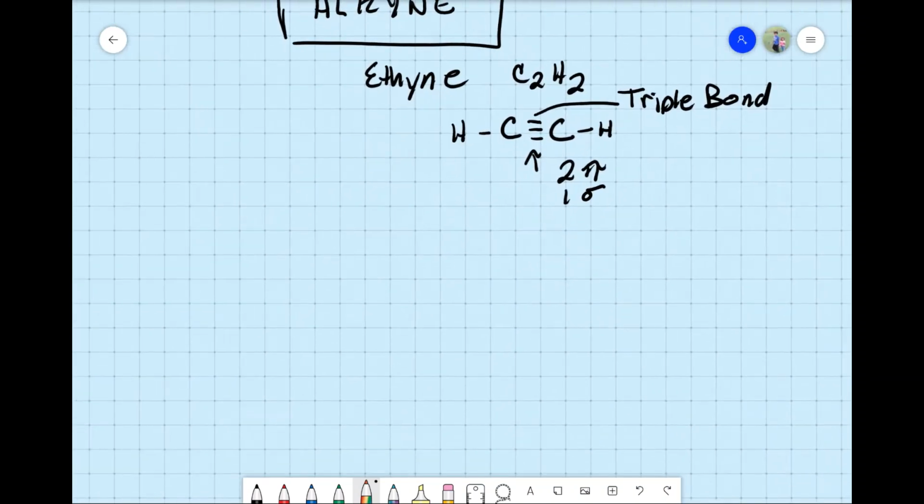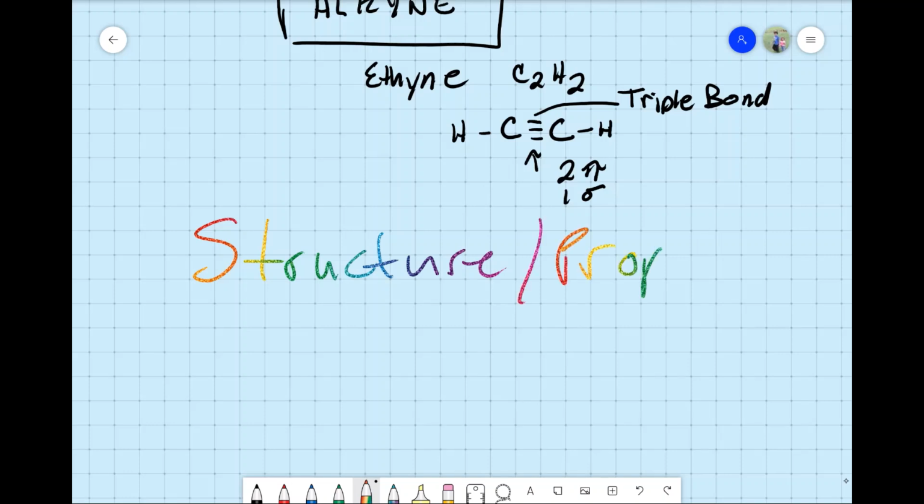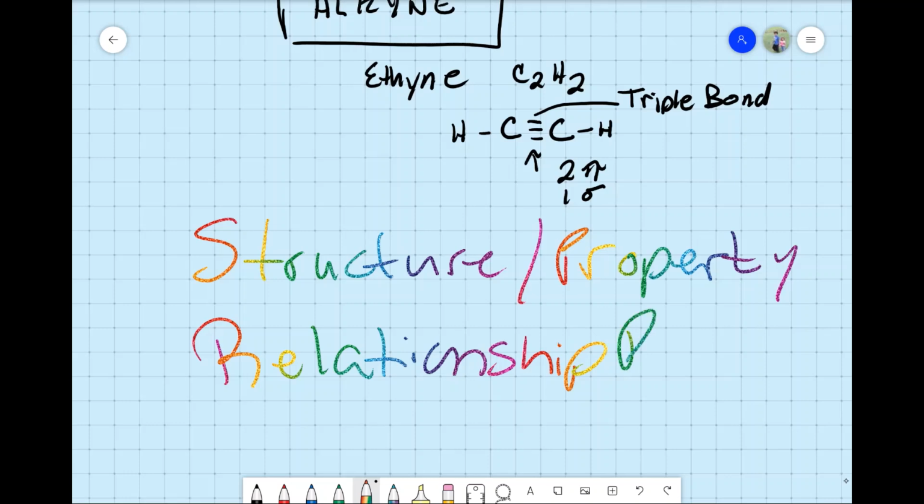Structure/property relationship, I'm just going to write it now. So there's a huge structure property relationship in polymers, and hopefully you can read this. It looks like I gave a crayon to my 2-year-old daughter, so sorry about that. But structure property relationship, extremely important.